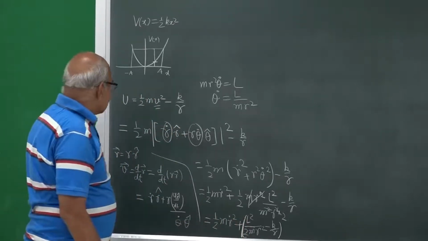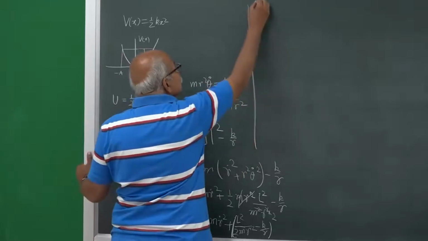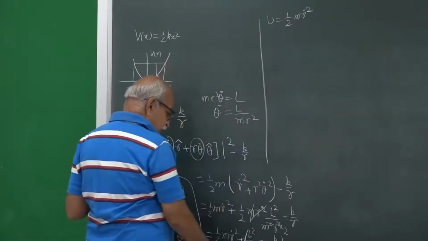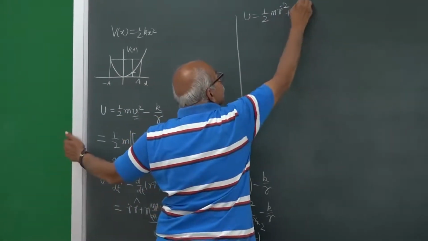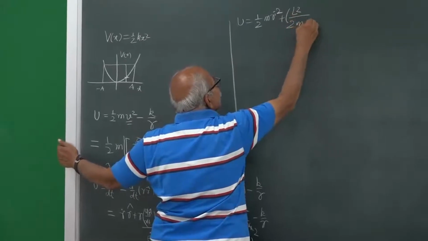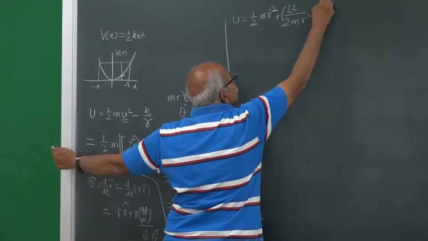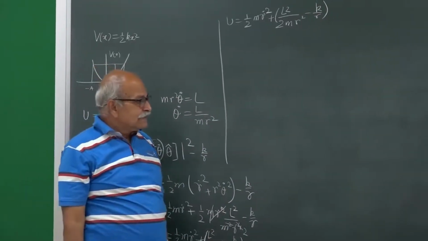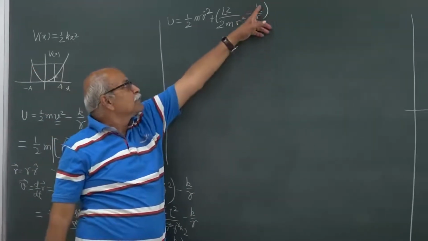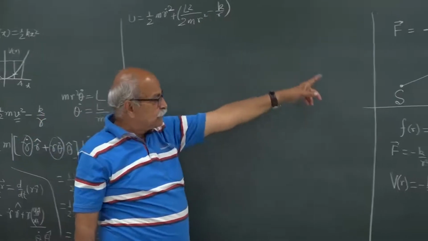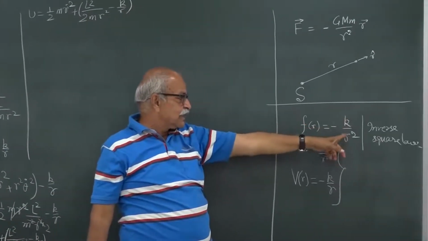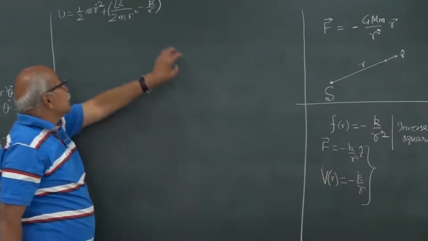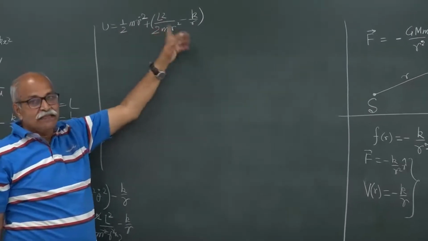This is it. So, the total energy U is equal to half m r dot square, plus L square by 2 m r square, minus k by r. This you can do with any central force, not necessarily inverse square, only this term will be different. If you change the force law, if the attractive force is something else, then this will be something else, and only the change will come here; this part will still remain the same.